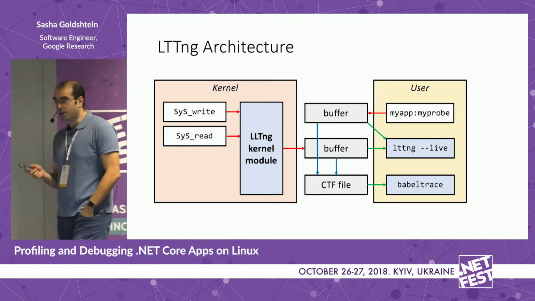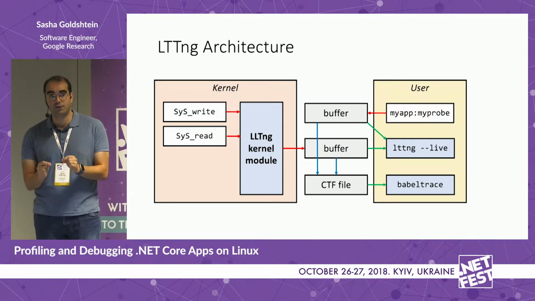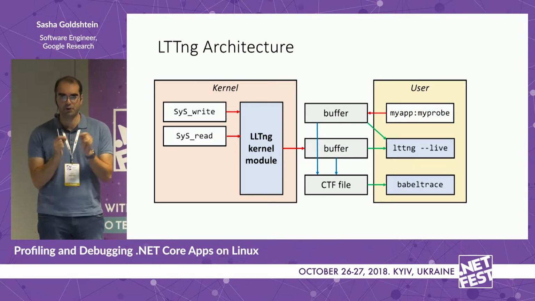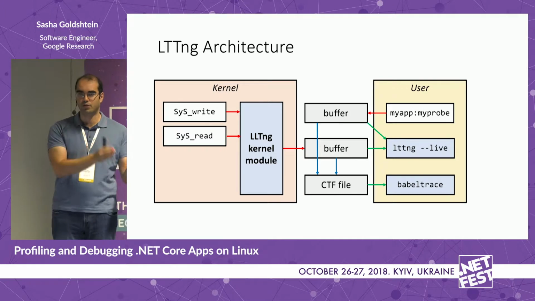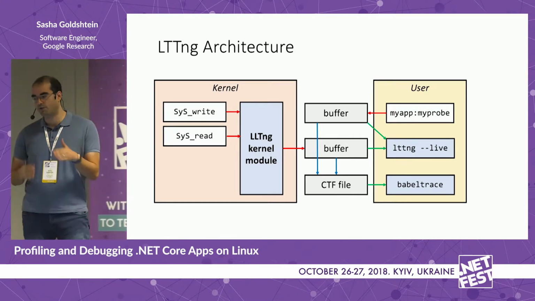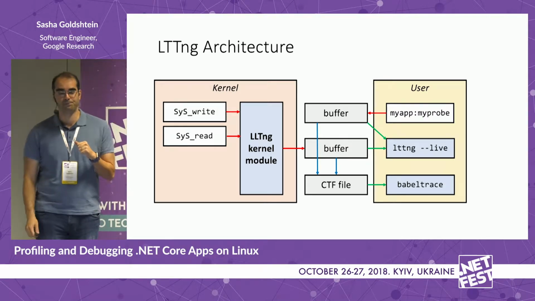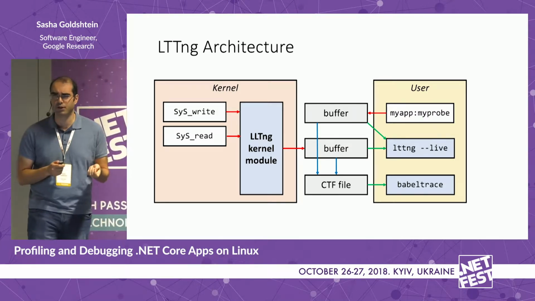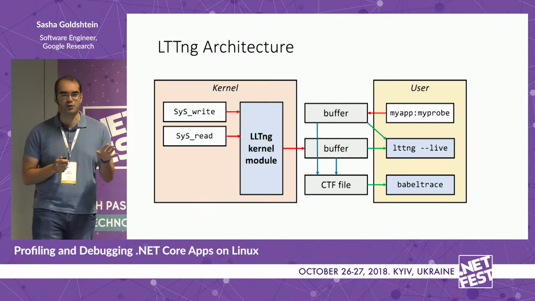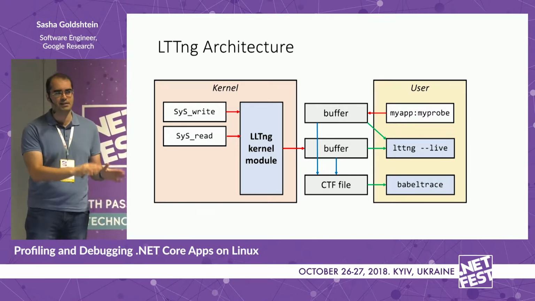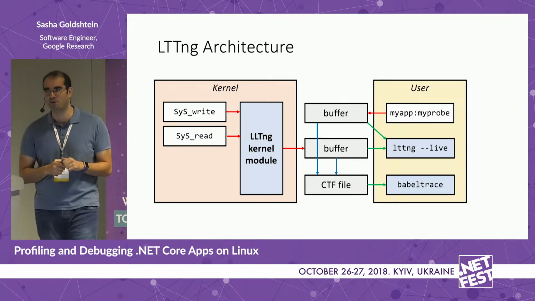And LTTng is not part of Linux. It is not part of the kernel. It is something you have to install extra. And so when you install .NET Core, you would usually also install LTTng. The way LTTng works is very similar to Perf, but it is not Perf. It is the third mechanism we talk about today.